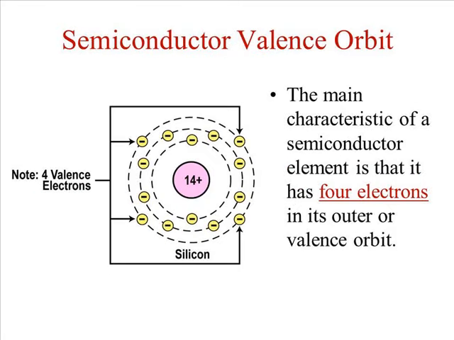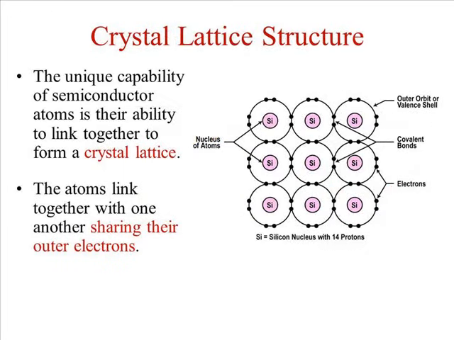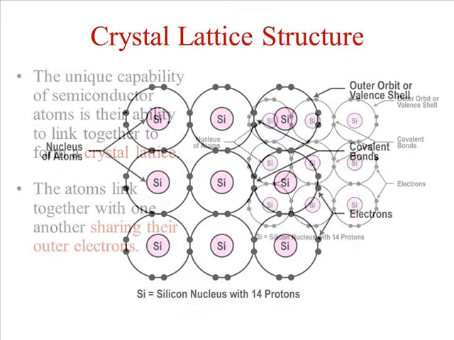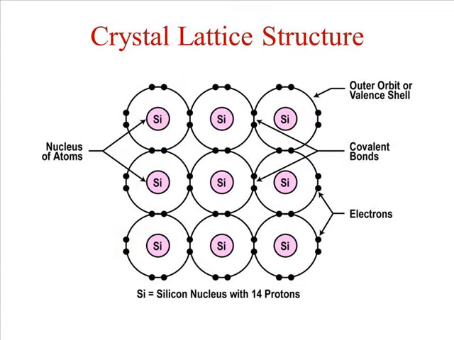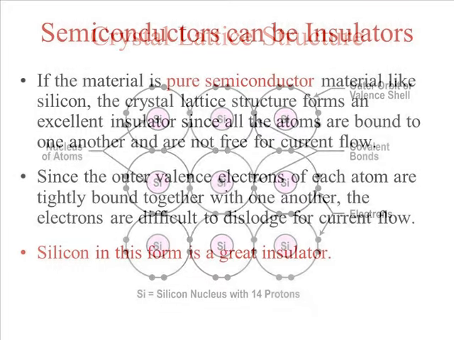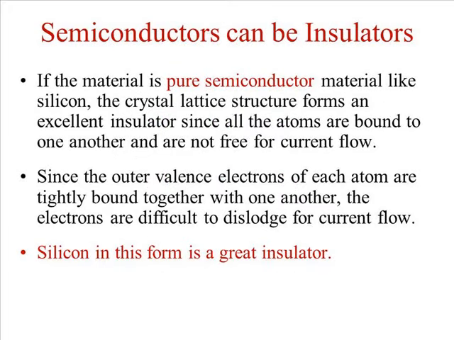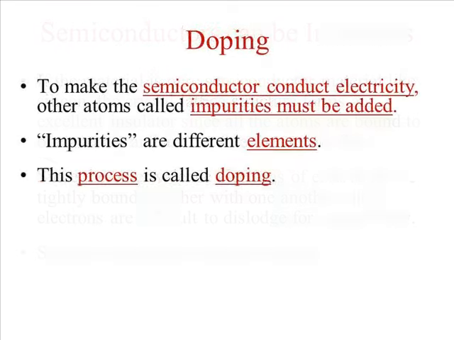The main characteristic of a semiconductor, those 4 valence electrons. They bond with each other to form a crystal lattice. They share their outer electrons. A pure semiconductor is not going to be much of a conductor. It's a pretty good insulator. To make the semiconductor conduct better, you add an impurity. This process is called doping.